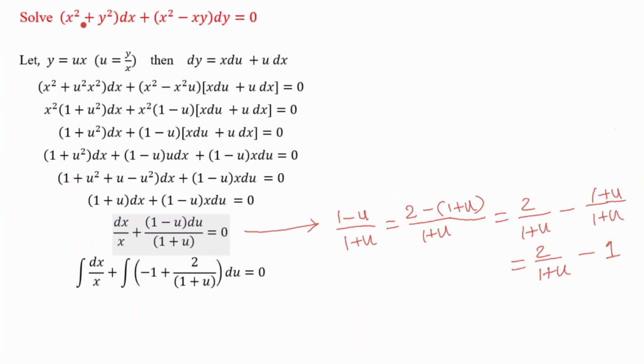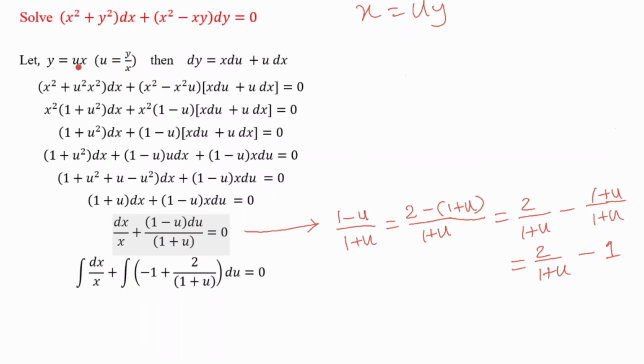To solve this homogeneous differential equation, we have to put y equal to ux. Similarly, if you want, you can put x equals to uy, so you will get the same answer. Here we put y equal to ux, then we get u equals to y by x.